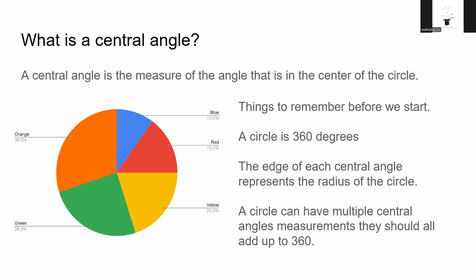So if we look at this example, there would be 5 different central angle measurements here. Each color would have its own central angle measurement, but if at the end we added up all the central angle measurements together, we would arrive back at that 360 degrees.